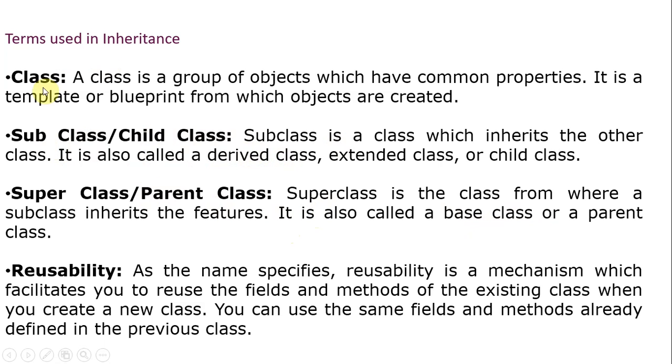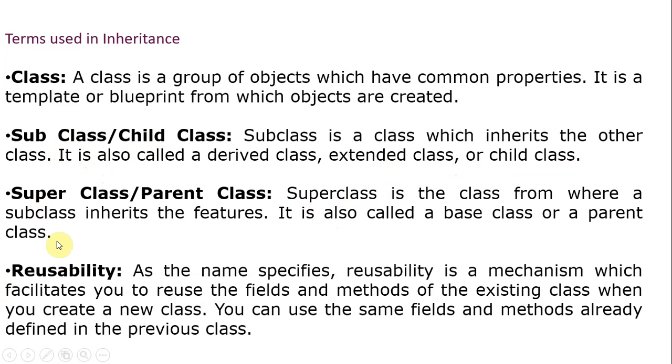A class is generally a collection of objects. Now a class is called a superclass or subclass. If a class is called a subclass, it means the class inherits another class. Some class already exists, and a new class is created from the existing class. Then it is called a subclass, child class, derived class, or extended class. Many names are there.